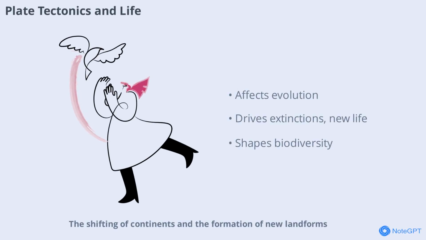Shifting of continents and the formation of new landforms have influenced the evolution and distribution of life on Earth. Changes in climate, sea level, and habitat availability, all driven by plate tectonics, have led to mass extinctions and bursts of new life. The isolation of continents has allowed unique species to evolve, contributing to the planet's incredible biodiversity.